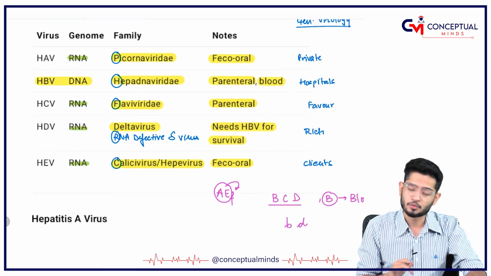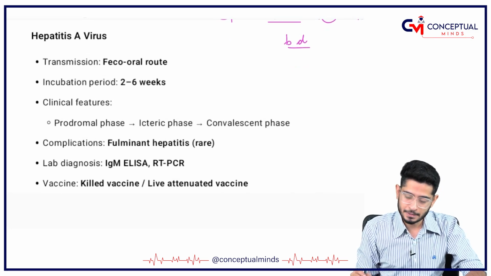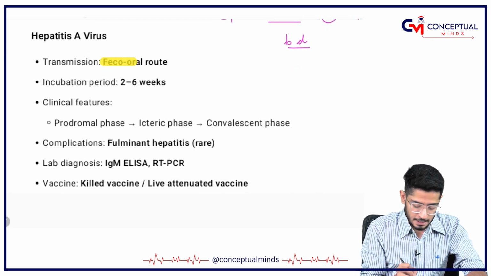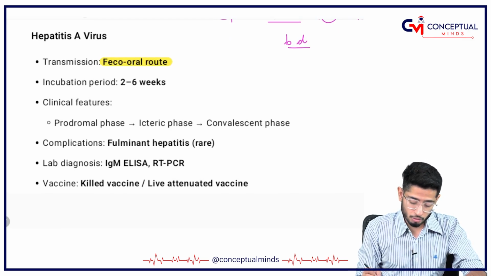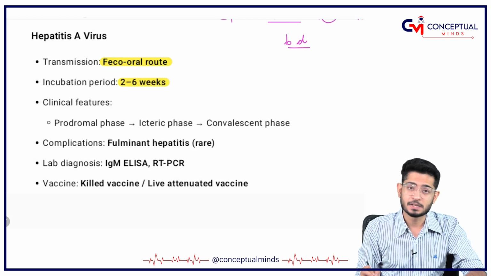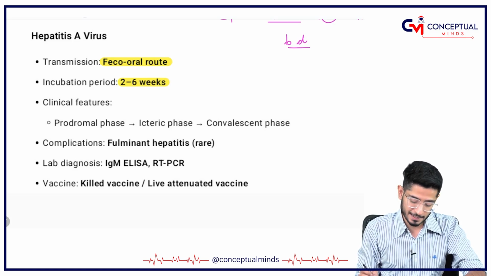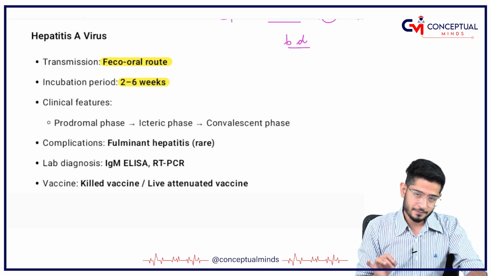So this was that introductory table. Coming on to the individual viruses one by one, hepatitis A. Hepatitis A spreads by the fecal-oral route, and it requires 2 to 6 weeks, because 2 to 6 weeks is the incubation period for hepatitis A. So it is going to have 3 phases.